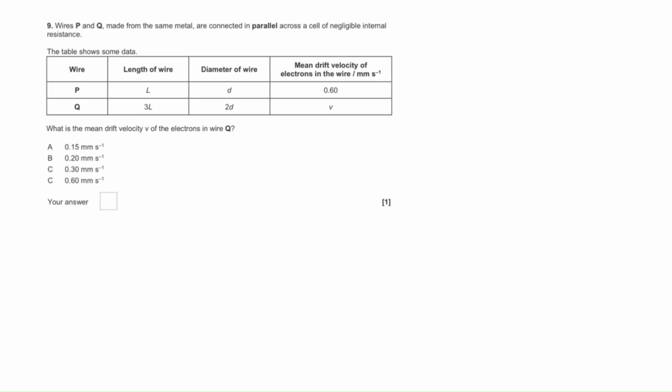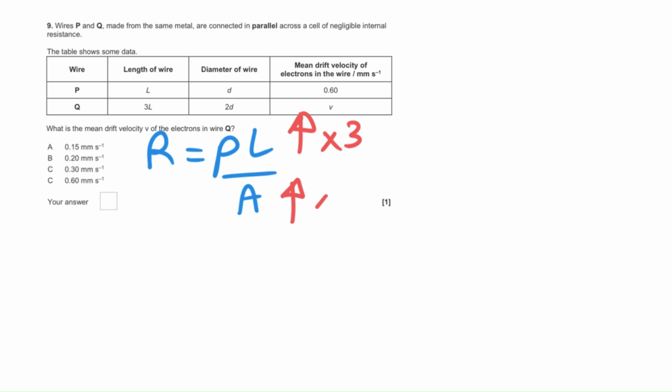So as I've said, we've got length and we've got diameter, therefore we've got length and area. So this equation pops to mind. Length goes up by a factor of 3, area goes up by a factor of 4, therefore resistance of wire Q goes up by a factor of 3 over 4.